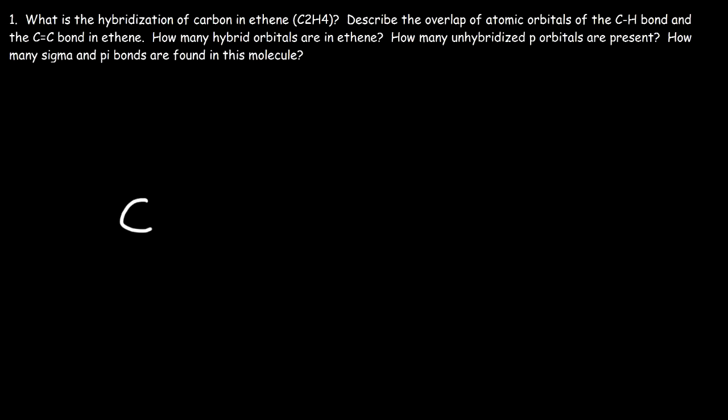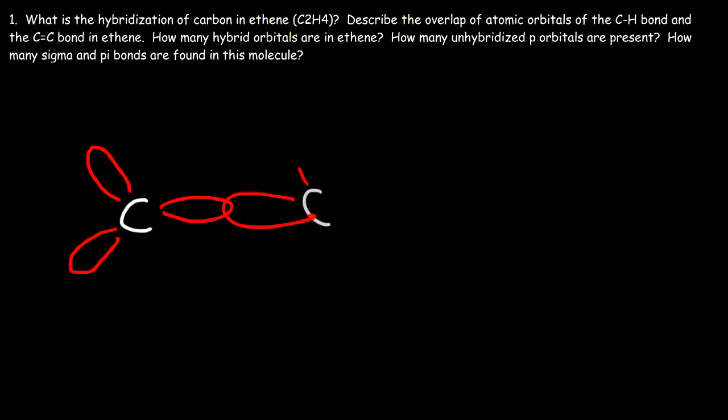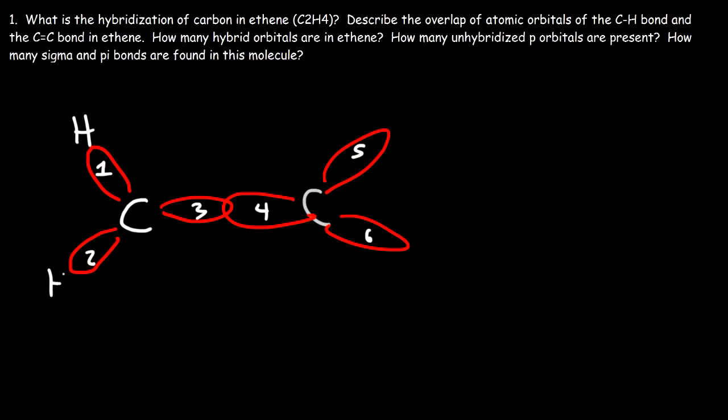So let's draw the orbitals of ethene. This carbon atom has 3 sp2 hybrid orbitals highlighted in red. And the second carbon atom also has 3 hybrid sp2 orbitals. So thus we have a total of 6: 1, 2, 3, 4, 5, 6. So those are the 6 hybrid sp2 orbitals in this molecule. And then we have 4 hydrogen atoms, each with an s orbital.